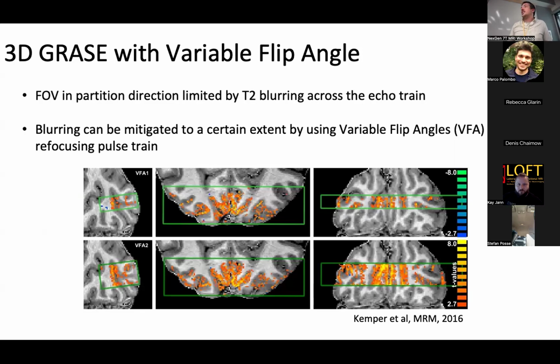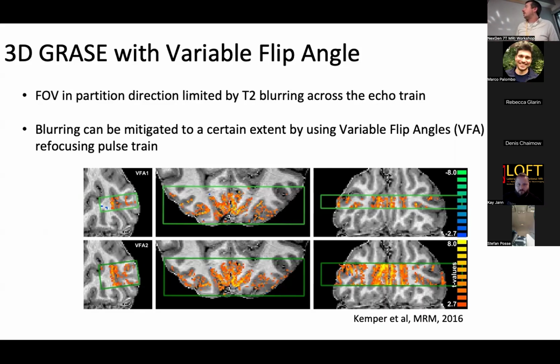One issue with 3D GRASE is it has a very small field of view because you're trying to basically read out your signal before the T2 decays away. So early work had a very small field of view. You can kind of see this box here, which is just over a little bit of visual cortex. And if you try and extend your field of view beyond that, you end up with T2 blurring because your signal decays across your echo train.